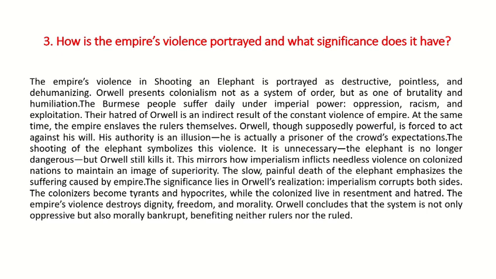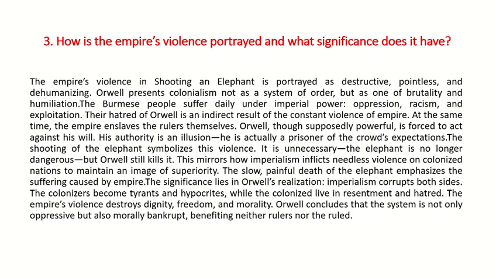The Burmese people suffer daily under imperial power, oppression, racism, and exploitation. Their hatred of Orwell is an indirect result of the constant violence of empire. At the same time, the empire enslaves the rulers themselves. Orwell, though supposedly powerful, is forced to act against his will. His authority is an illusion. He is actually a prisoner of the crowd's expectations. The shooting of the elephant symbolizes this violence. It is unnecessary. The elephant is no longer dangerous, but Orwell still kills it. This mirrors how imperialism inflicts needless violence on colonized nations to maintain an image of superiority.